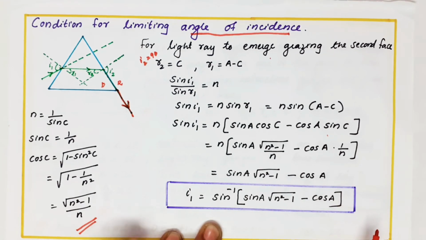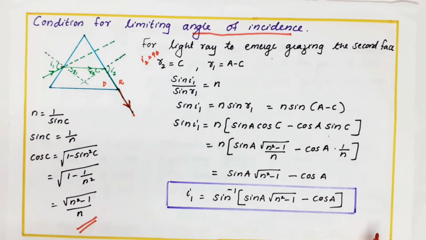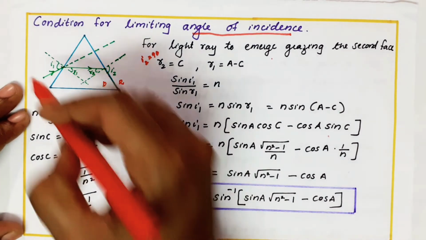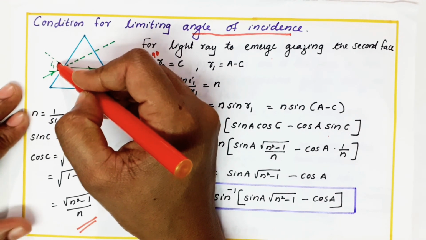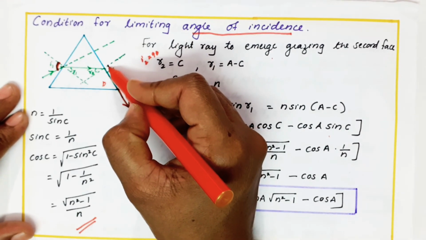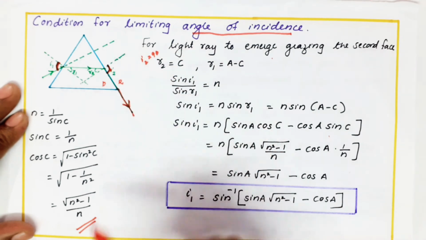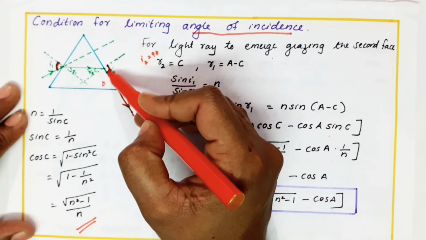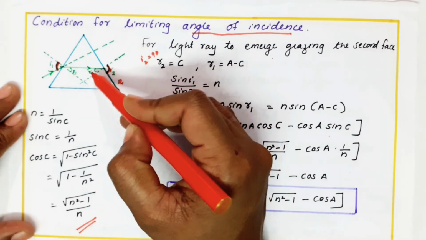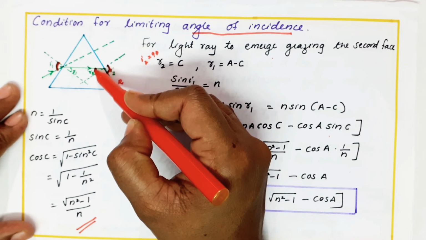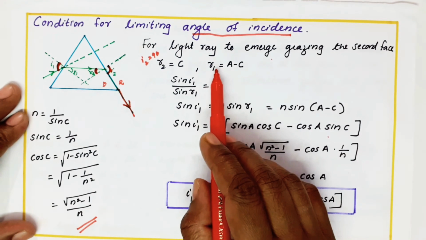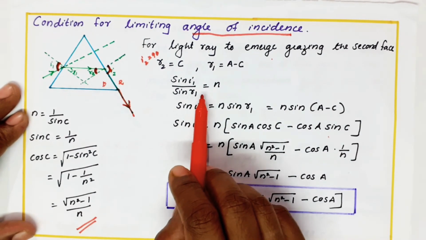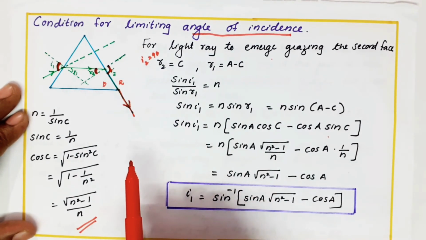I need to tell one thing: what is called the limiting angle of incidence. It means I need to find this angle of incidence at the condition where your angle of emergence should be equal to 90 degrees. If the angle of emergence is 90, I know that the angle of incidence on that face should be equal to the critical angle. So I found R1, and I applied Snell's law for the first surface.